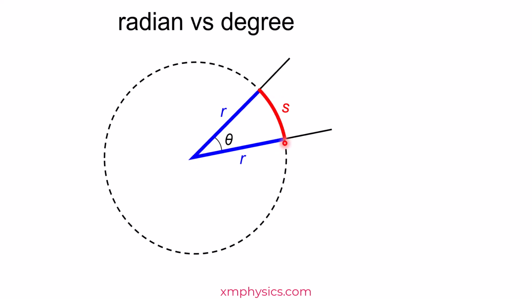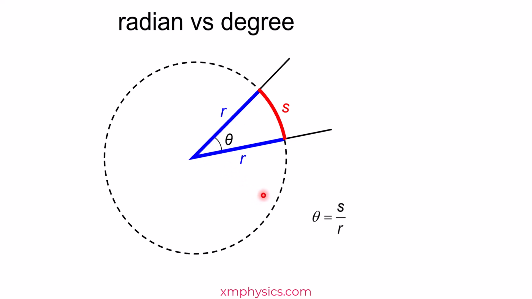A sector of a circle must always have a radius r and an arc length s, subtended by an angle theta. By definition, the angle of a sector is equal to the ratio of the arc length divided by the radius of the sector. How many radians does this look like to you? Can't really tell, but it looks like less than 1 radian because this length is shorter than this length.